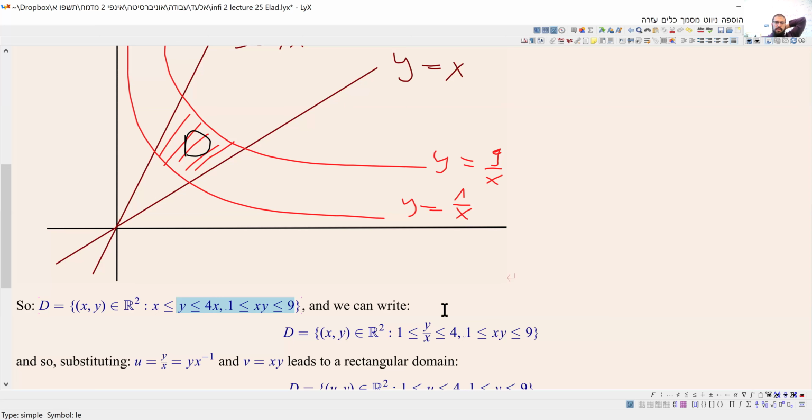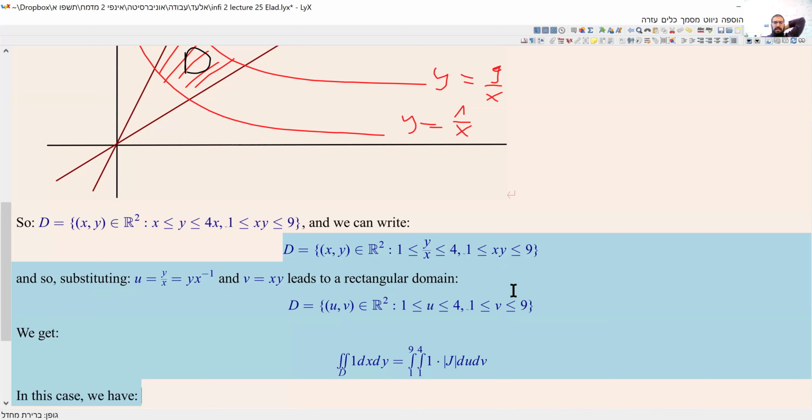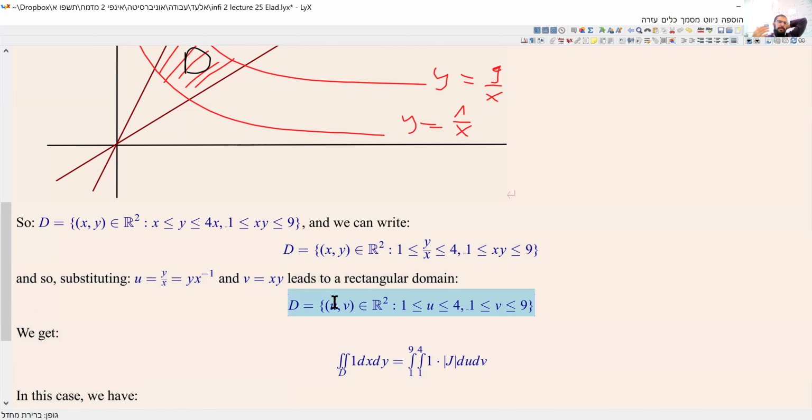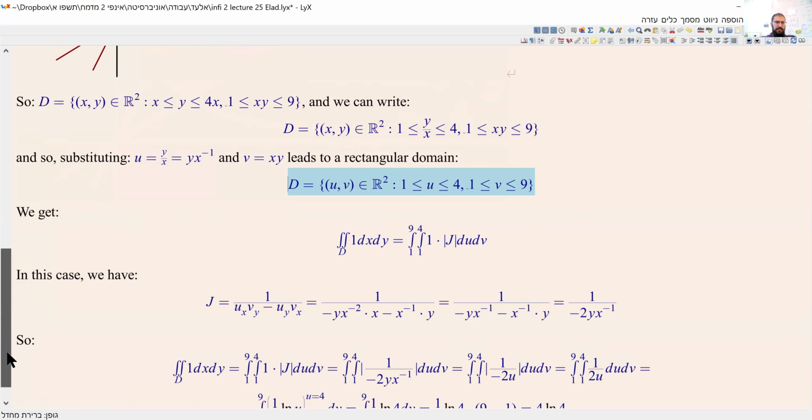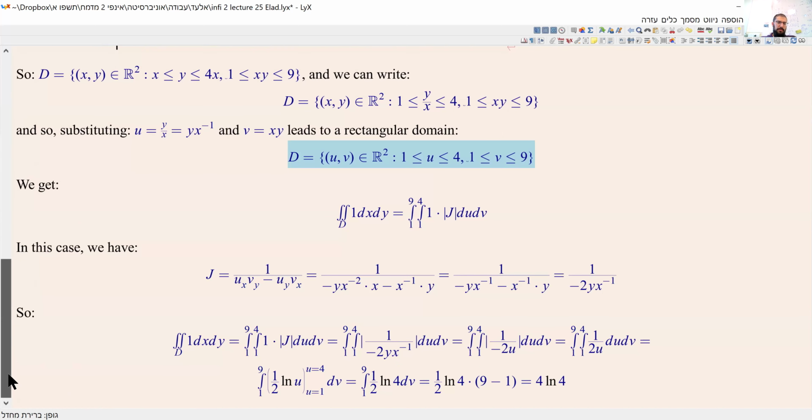Now, substituting will lead to a rectangular domain, over which we know how to calculate the integral. So our motivation, why should we substitute in the first place? To get a nicer, preferably rectangular domain, or at least a domain that we know how to calculate the integral over.